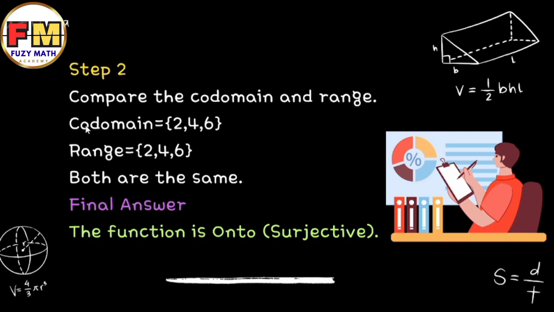Step 2. Compare the codomain and range. Codomain is the set composed of the elements 2, 4 and 6. Range is the set composed of the elements 2, 4 and 6. Both are the same. Final answer: the function is onto, that is also called surjective.